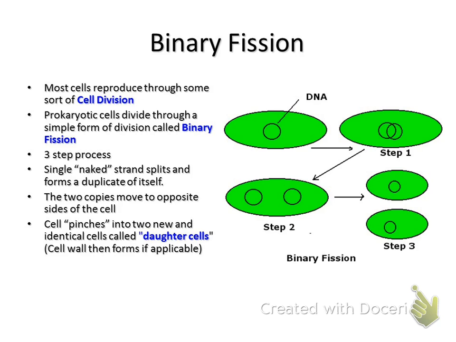What's crazy about this and how quick it happens, if bacteria or other prokaryotes are put in ideal conditions, they can reproduce every 20 minutes. So you can imagine how quickly bacteria could accumulate, right? Very different from what we learned last week. So let's take a look at that now.